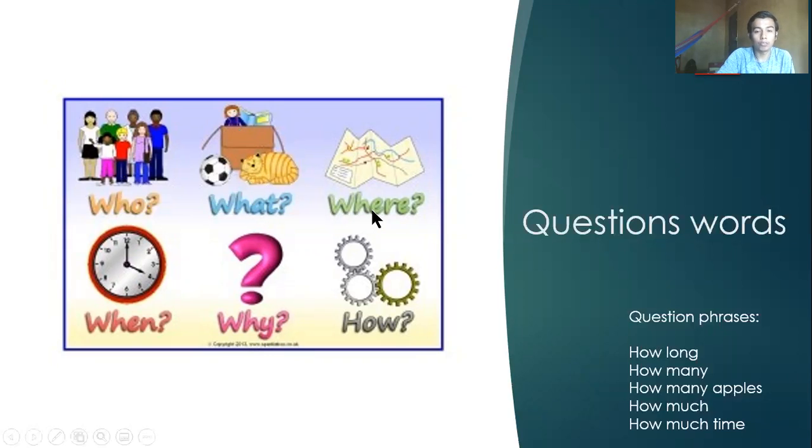Where is used to ask about position or place. When is to ask about time or occasions or moments. Why is to ask for a reason. And how is to ask about the manner of something or quality. So we have learned a little bit about these question words.